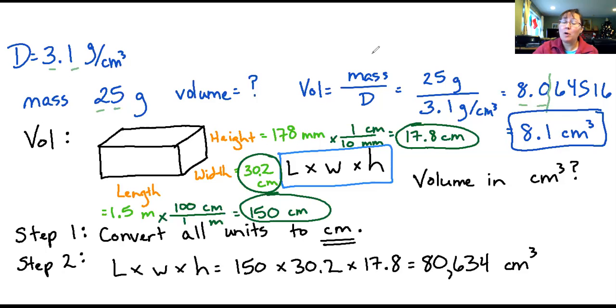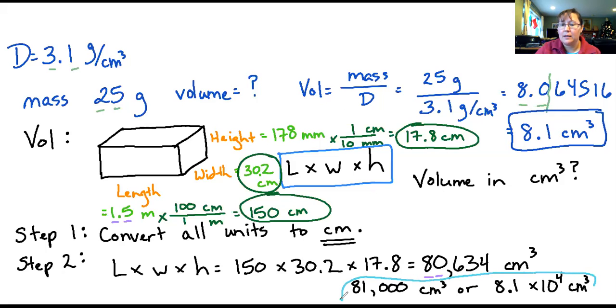But I have a problem. My problem is that I can only have 2 significant figures because of this 1.5. The 6 will round up. So there are 2 ways of writing this. I can write 81,000 cubic centimeters, or I can write 8.1 times 10 to the 4th cubic centimeters. I am perfectly fine with both of these answers on a test.